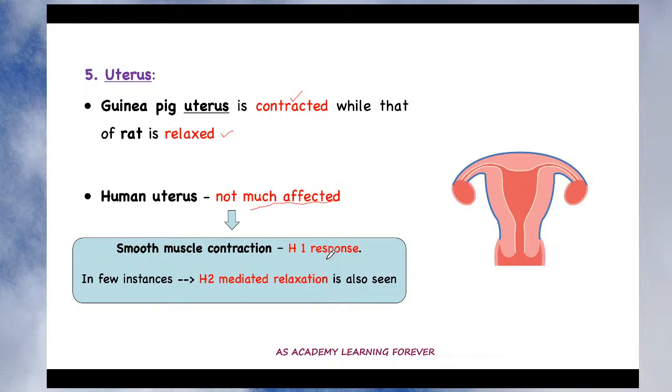It is observed that smooth muscle contraction is related to the H1 response. It means it is related to the H1 histaminergic receptor, whereas the H2 receptor is responsible for the relaxation. Here I am not only talking about the uterus, I am talking about all smooth muscle, including the bronchi, intestine, as well as uterus, right? So if the H1 receptors are predominantly present, now what will happen? It will produce contraction. Now why is the guinea pig uterus contracted?